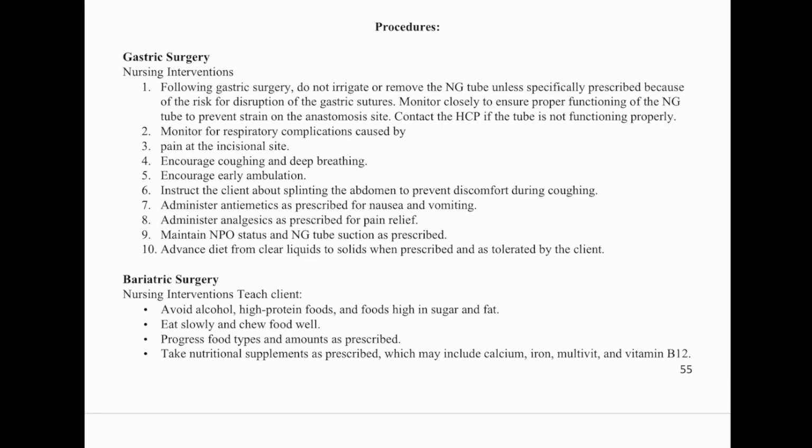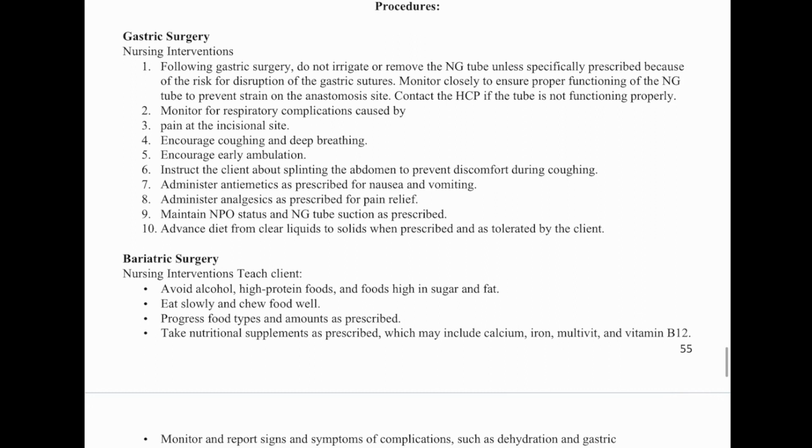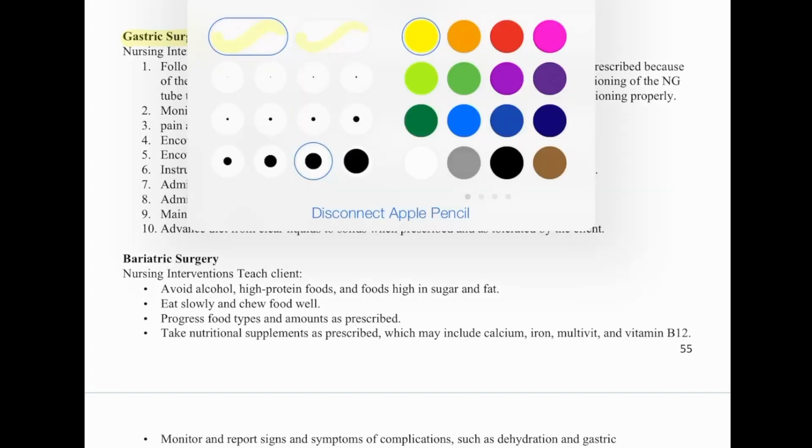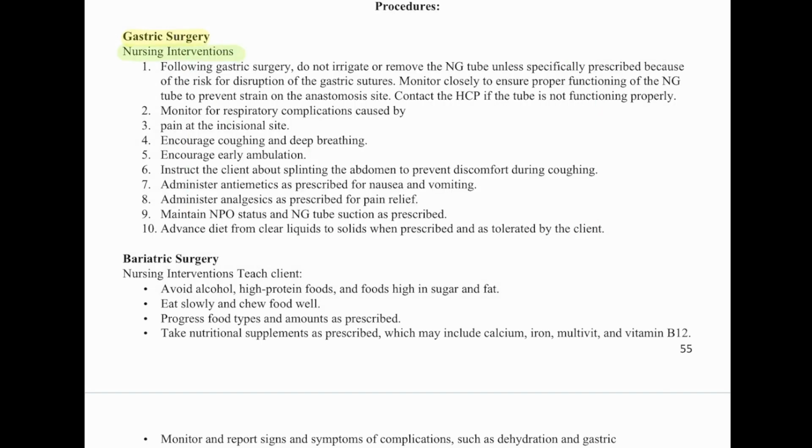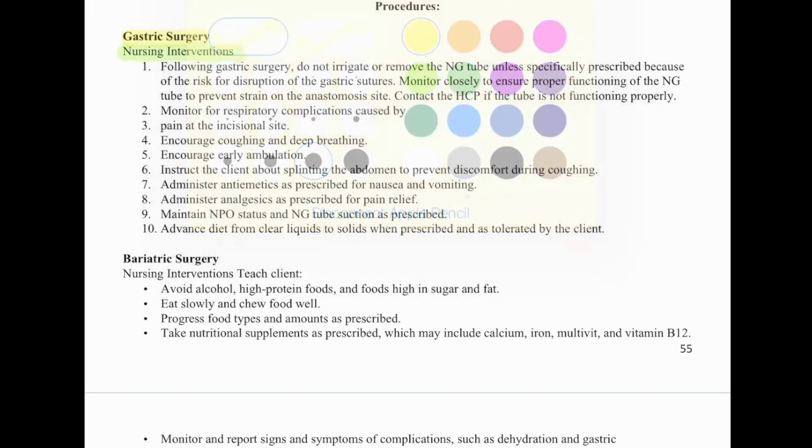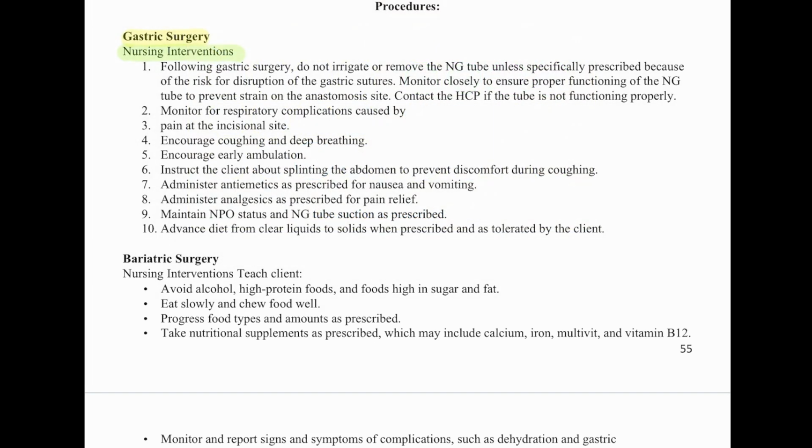All right, so let's talk about different bowel procedures. So first we have gastric surgery, and our nursing interventions for this include following the gastric surgery. Do not irrigate or remove the NG tube unless specifically prescribed because of the risk for disruption of gastric sutures. Monitor closely to ensure proper function of an NG tube to prevent strain on the anatomical site, and contact the healthcare provider if the tube is not functioning properly.